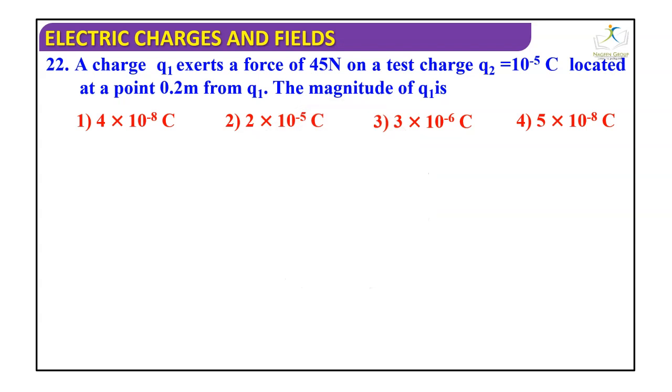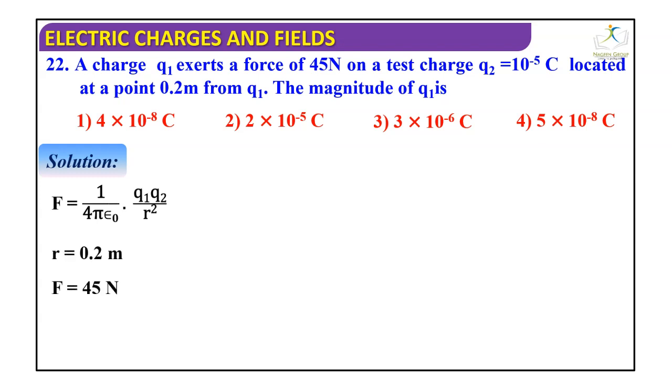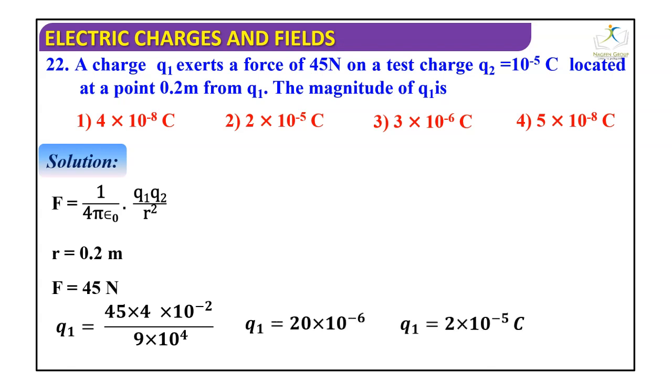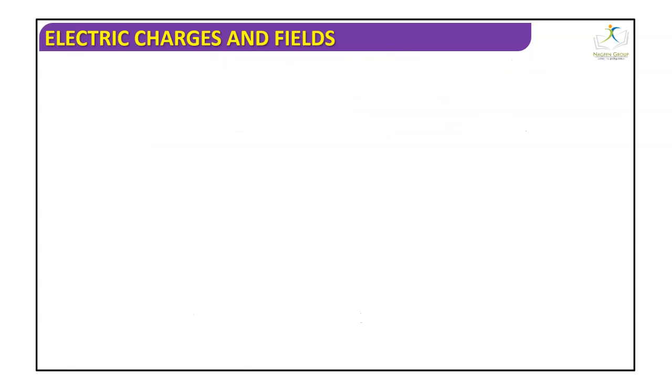Hope you did the solution. Let us see the solution of this question. You can match your answer. So we have this formula. We just put in all these values in this formula and get the result, which is 2 times 10 to the power minus 5 coulomb. According to that, the second option is the correct option.